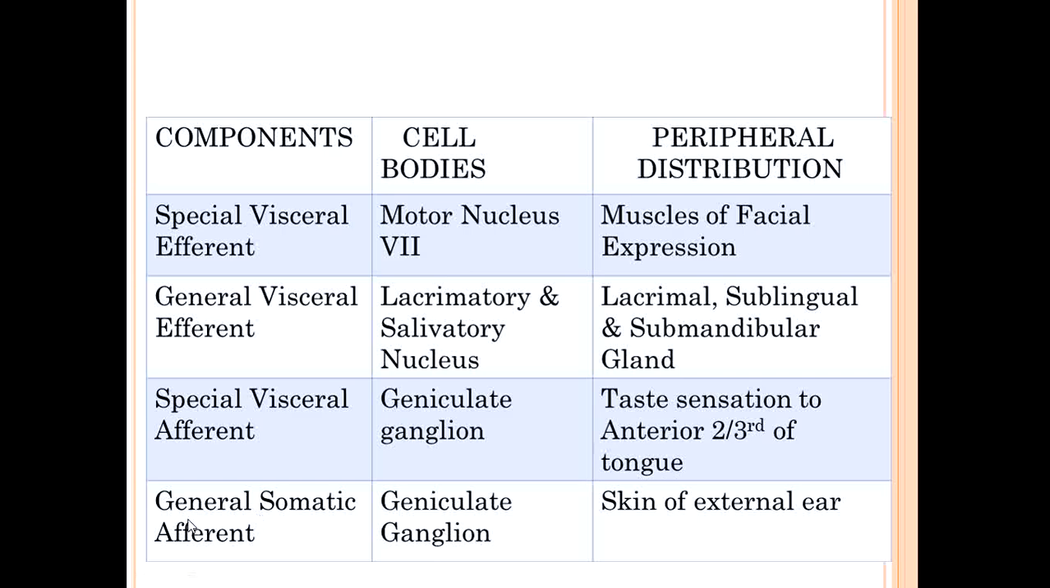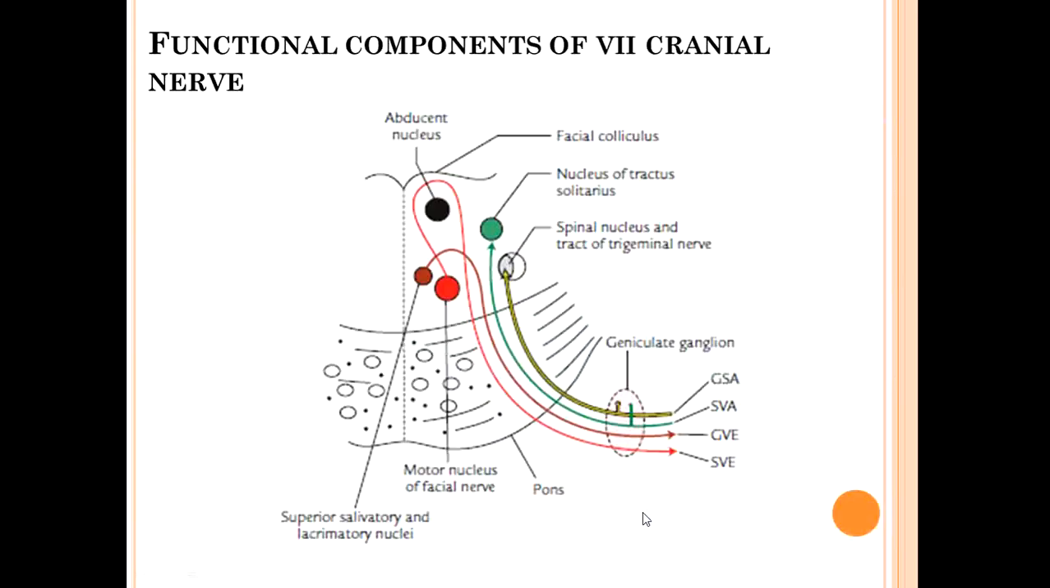Okay. And the last is general somatic afferent. Here also sensory. That is also going to the geniculate ganglion. What does it carry? It carries the sensation from the skin of the external ear. Okay. Now you can see here I told you the different functional components. So here is the motor nucleus of the facial nerve. Here is the superior salivatory and lacrimatory nucleus, and there is something known as the geniculate ganglion.